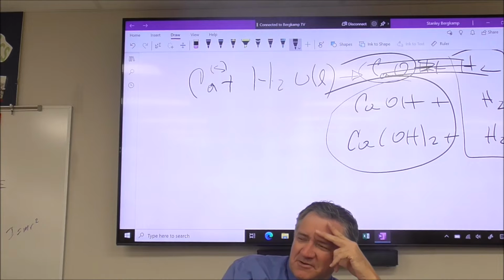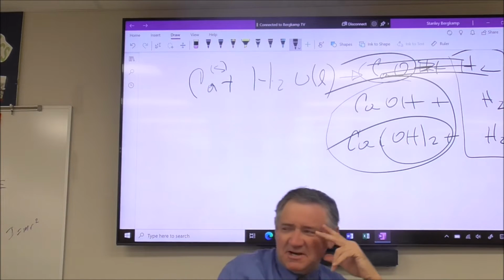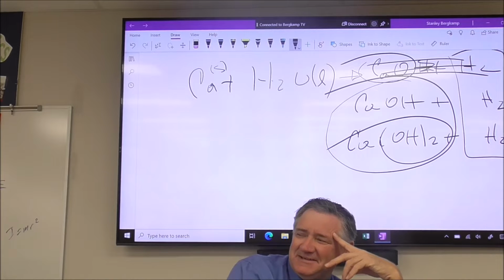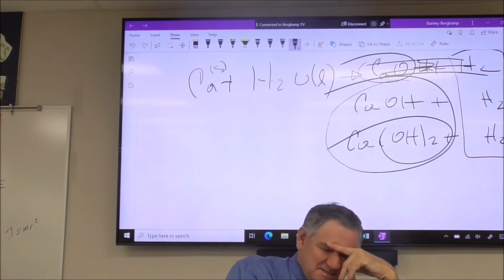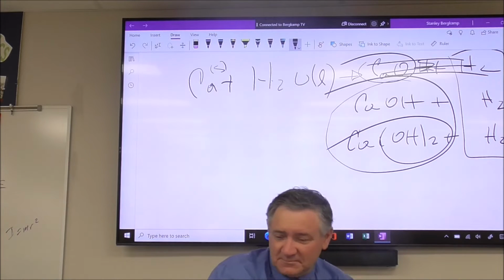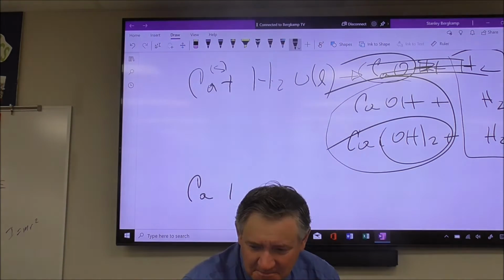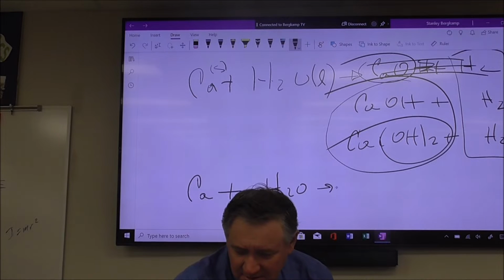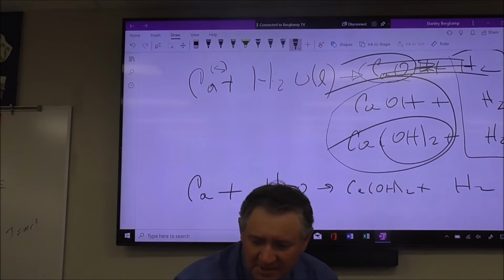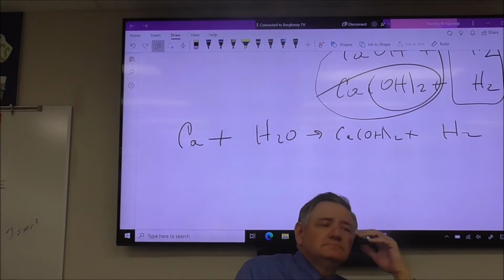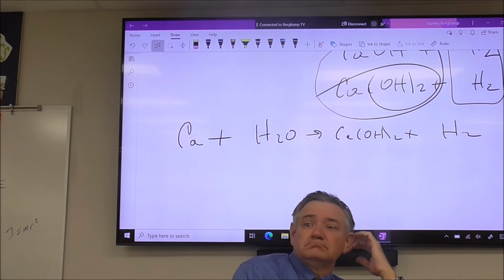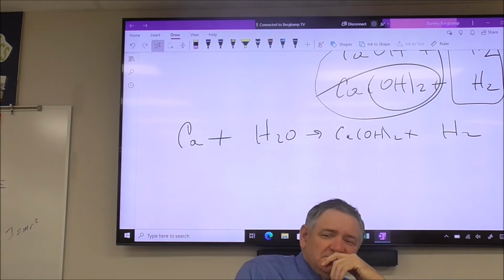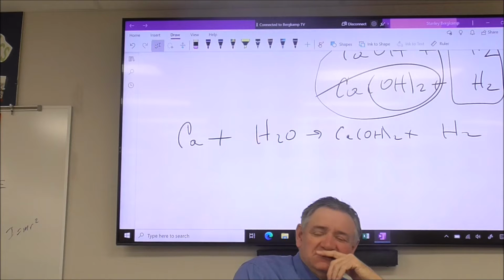Peyton Queen, why do I have to put those brackets around there? Because if you didn't have brackets, it would look like you have 2 hydrogens and just 1 oxygen. Fantastic. Okay? So here's what I got: calcium plus water yielding calcium hydroxide and hydrogen gas. Now, is that balanced? Carter Smith, is that balanced? Not even close.